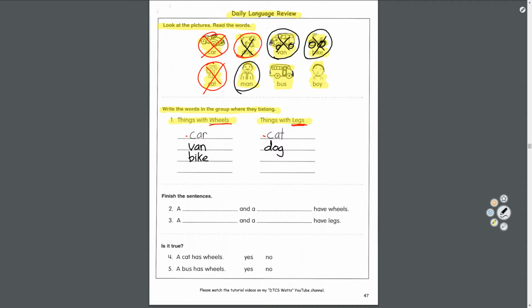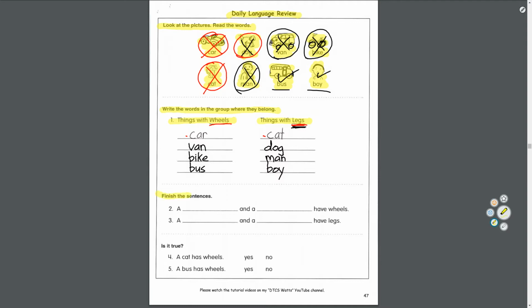Next one, man. Does a man have wheels? Legs. Oops. Oh, no, no, no. We gotta write man, not leg. Cat, dog, man, and now we got bus and boy. We know boy has legs and bus has wheels. Okay.